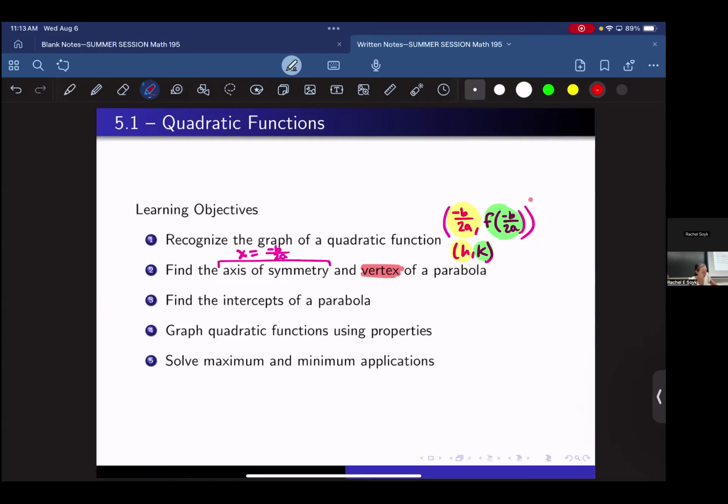And then we have finding the intercepts of a parabola, whether it's your x-intercepts or your y-intercepts. Being able to graph a quadratic function. And then finally, solving your maximum and minimum application. So are we dealing with a hill or are we dealing with a dip? If it's a dip, we have a minimum. If it's a hill or a mountain, then we have a max.